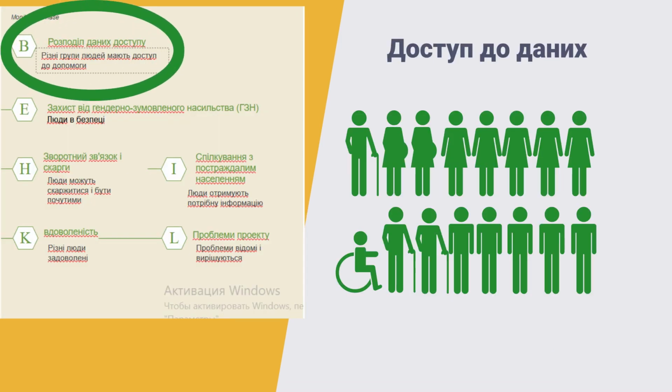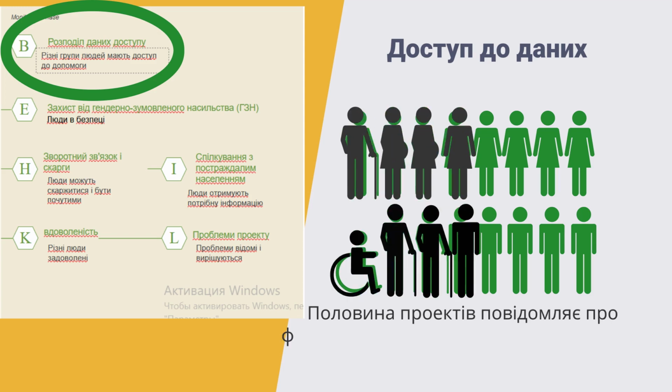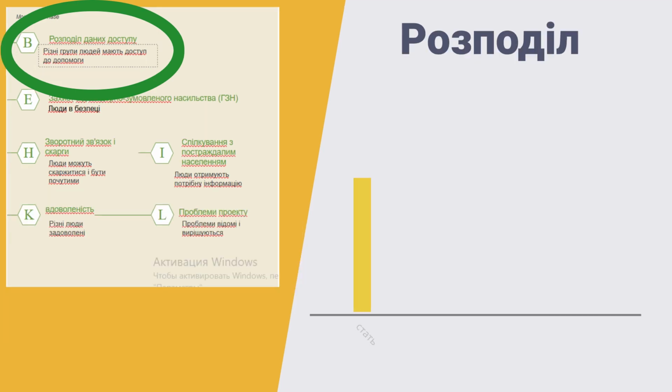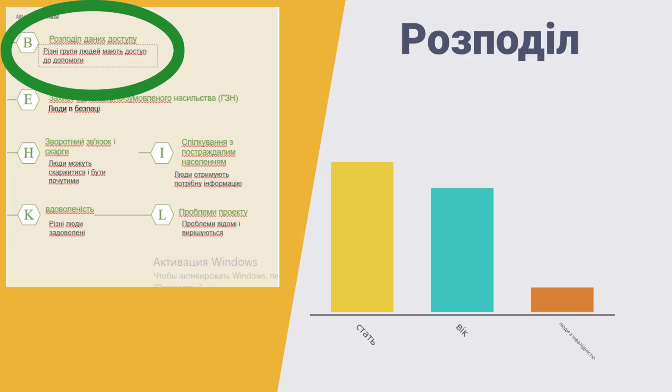Let's look at GEM B, disaggregated access data. Half of projects report actual numbers of people accessing assistance. The majority estimate age recipients based on population figures. This makes it difficult to identify which specific groups may be being missed out. And very few projects report on access for people with disabilities.